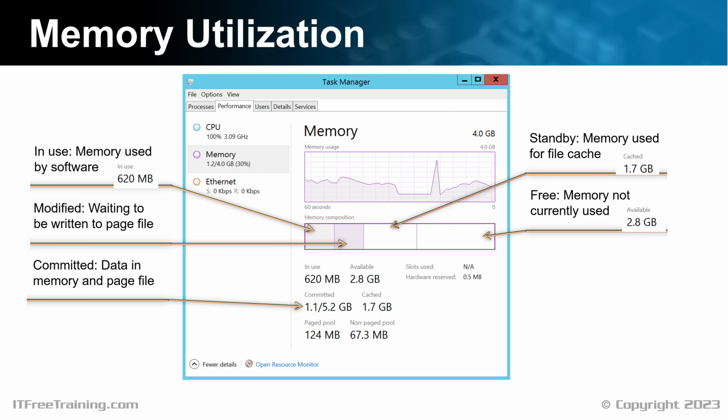Remember, however, if the computer starts doing a lot of paging, that is, storing a lot of memory in the page file, this will slow down the performance of the computer. Some memory will be used by the operating system and some by applications. The paged pool figure will tell you how much memory is being used by the operating system, but can be moved to the page file if required.